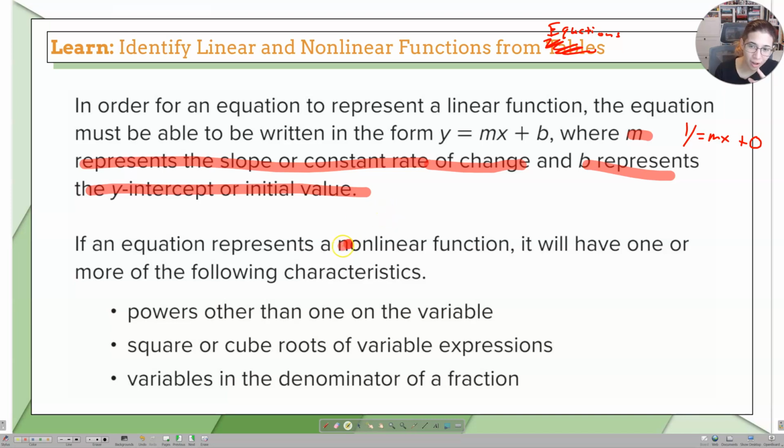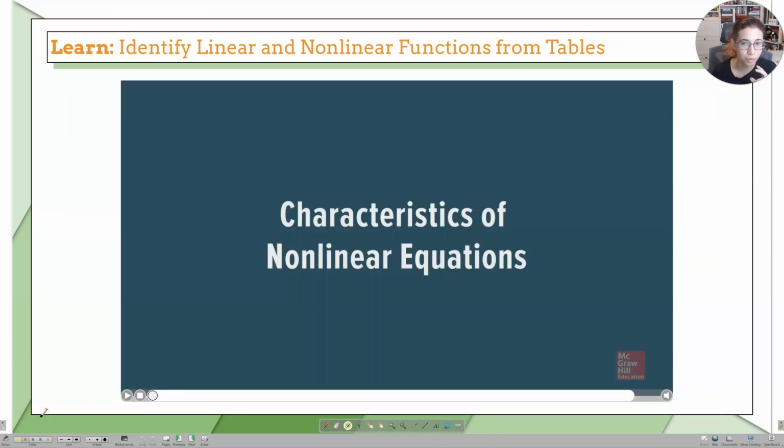Now, if it's a nonlinear function, it's going to have one of these three characteristics. It'll have powers other than one on the variable. It'll have square or cube roots of variable expressions, or variables in the denominator of a fraction, so on the bottom. So we're actually going to watch a video to see examples of the different types of nonlinear equations that I just described.